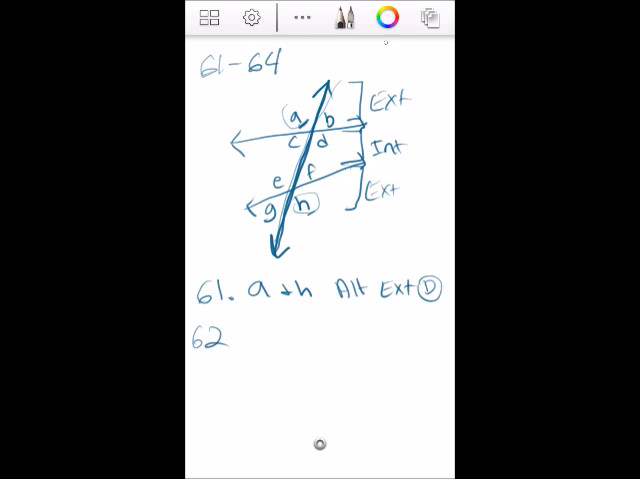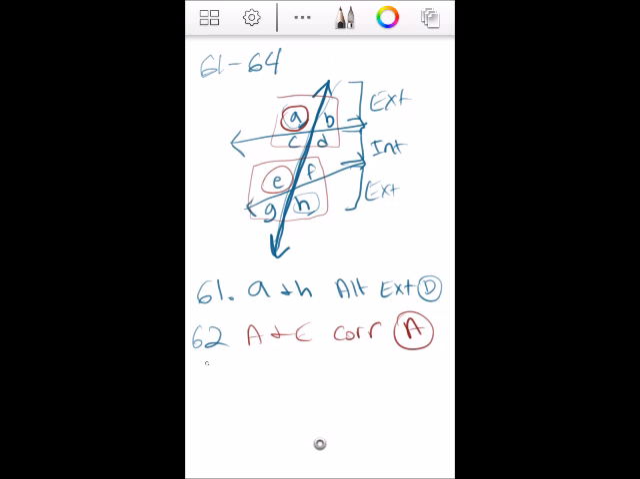62, let's change up colors so that we can keep track of what we're doing. 62 says we are focusing on A and E. Well, A is in the exterior and E is in the interior, so it's not going to be alternate or same side angles of any sort. So that leaves us with one choice out of all those. It's got to be corresponding. Remember, corresponding means that if we were to draw a box around here and a box around here, A and E are both the top left corner of that box. So A and E are corresponding, which is answer choice A.